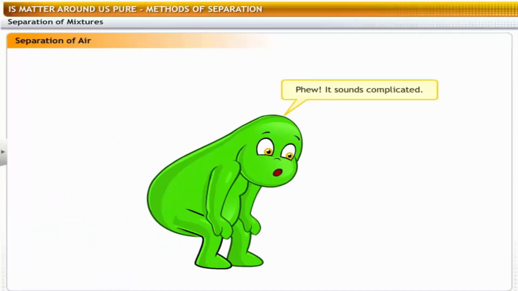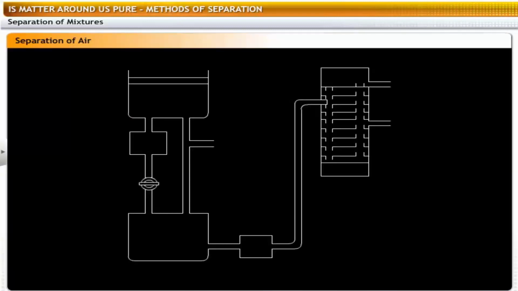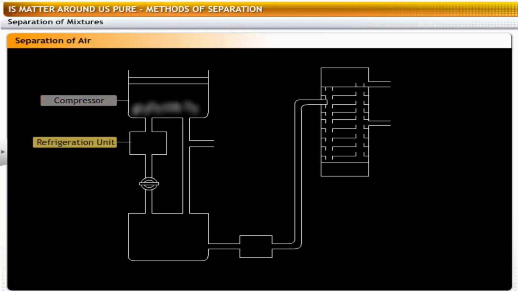Phew! That sounds complicated. Not really. Let's try to understand the process. Air is made up of different gases like nitrogen, oxygen, and carbon dioxide. These gases are separated from one another by the fractional distillation of liquid air. Here are the steps in this process. Air is compressed in the compressor and cooled in the refrigeration unit. Thus, the air gets liquefied.